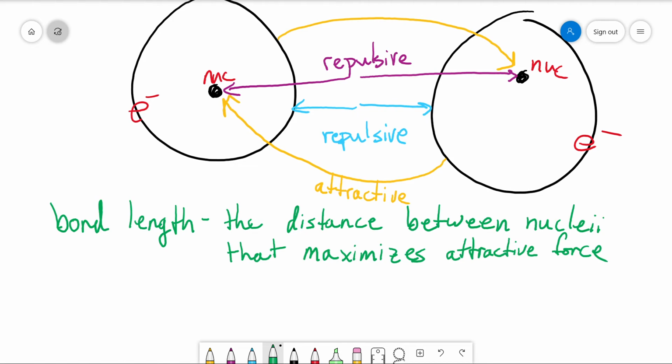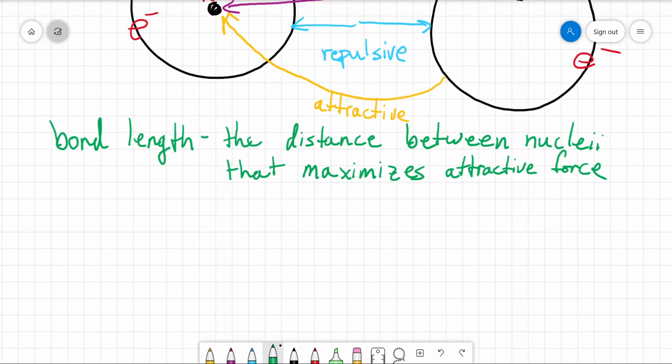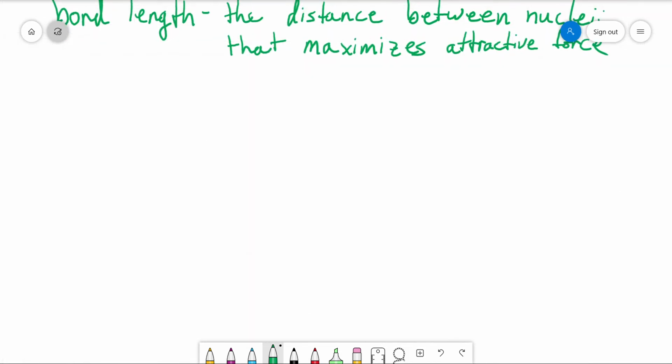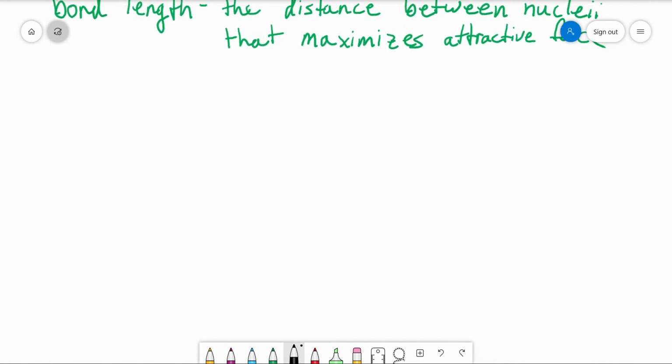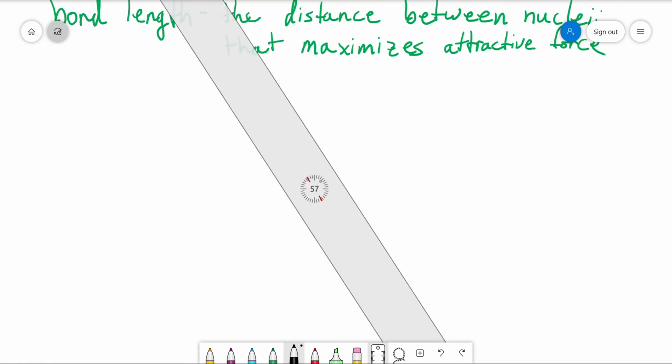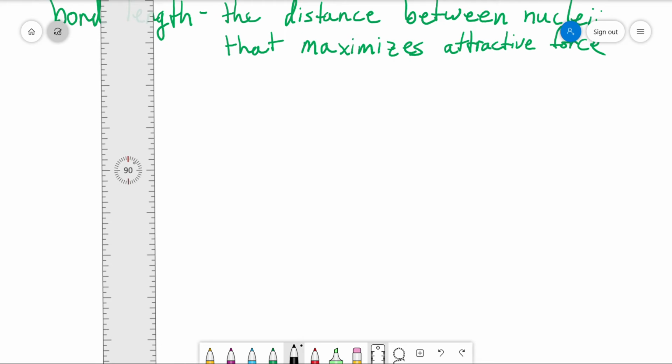And we tend to think of that as static. You know, we give you a bond length for a particular molecule, and we tend to think of it as not moving, but these things are definitely dynamic. They're always going to be moving. So another way to look at this would be to look at the energy of a bond. So we're just going to draw a quick XY here.